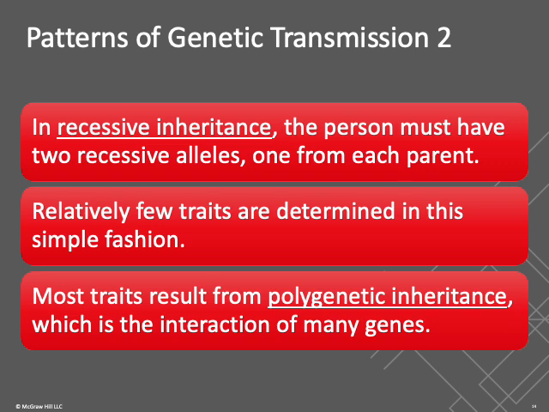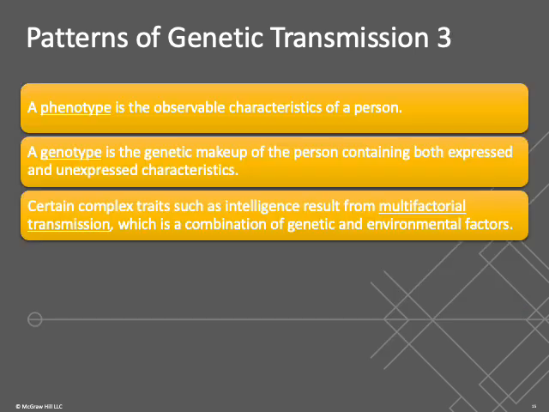Relatively few traits are determined in this simple fashion. Most traits result from polygenic inheritance, which is interaction of many genes. A phenotype is the observable characteristic of a person. A genotype is the genetic makeup of the person containing both expressed and unexpressed characteristics. Certain complex traits, such as intelligence, result from multifactorial transmission, which is a combination of genetic and environmental factors.